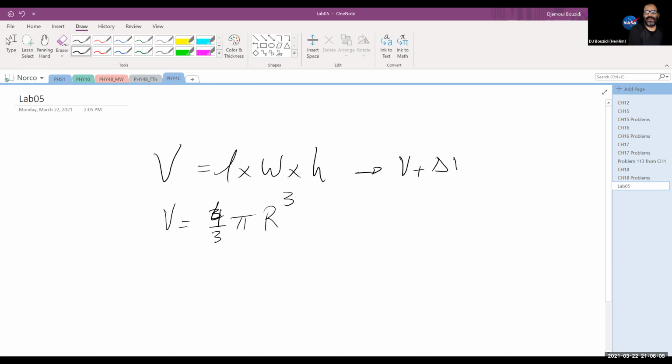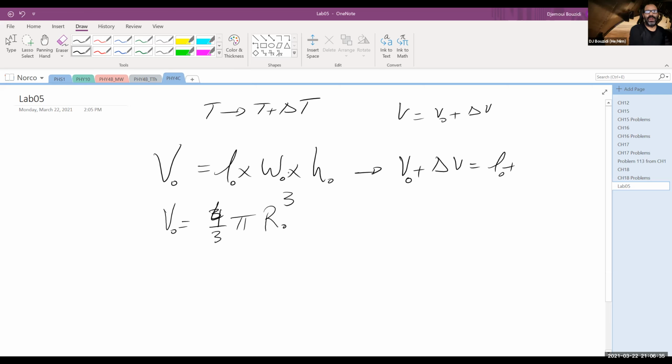So from V to V plus delta V, when the temperature changes. So this is the old volume before the temperature has changed. The new volume now is going to be the old volume plus delta V, the change in volume. So the new volume V is simply V naught plus delta V due to thermal expansion. So T went from T to T plus delta T.